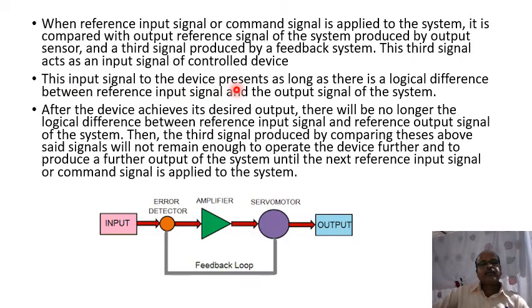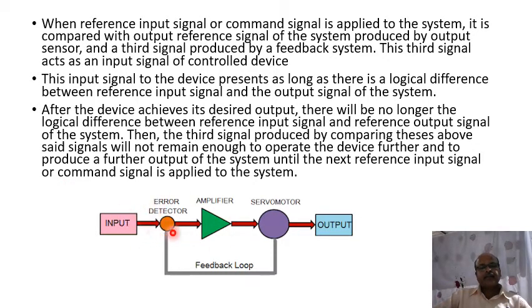This third signal acts as a control signal. This input signal to the device is present as long as there is a logical difference between the reference input signal and the output signal of the system. After the device achieves its desired output, there will no longer be a logical difference between the reference input signal and the output signal of the system. Then the third signal produced by comparing these signals will not remain enough to operate the device further and to produce further output of the system until the next reference input signal or command signal is applied to the system. So the basic concept remains the same.